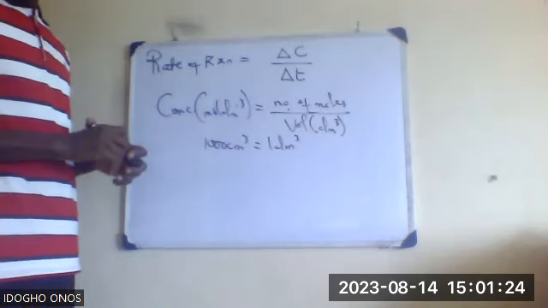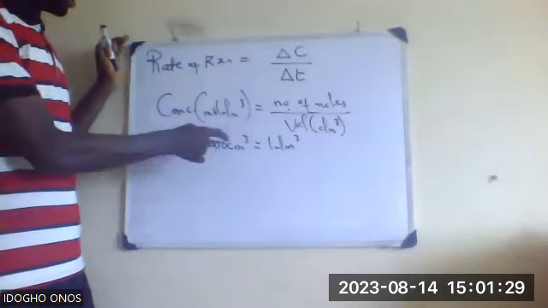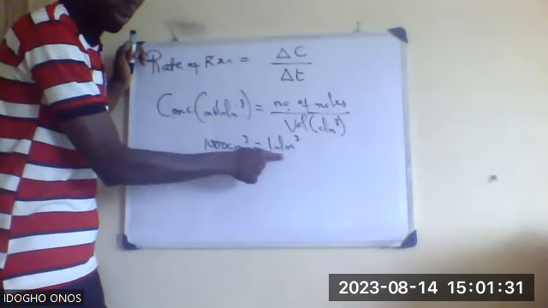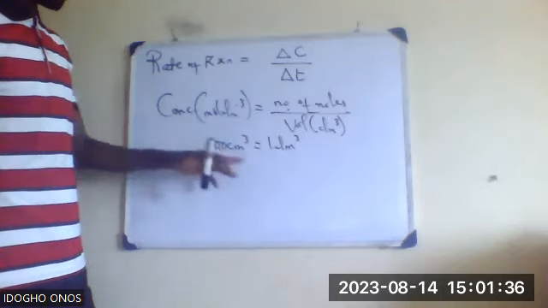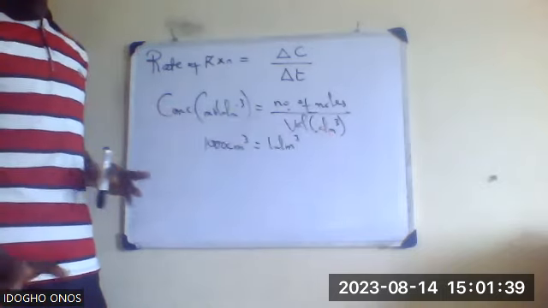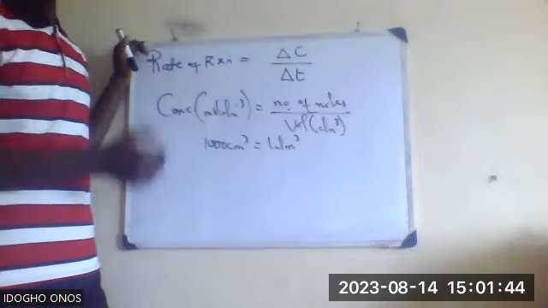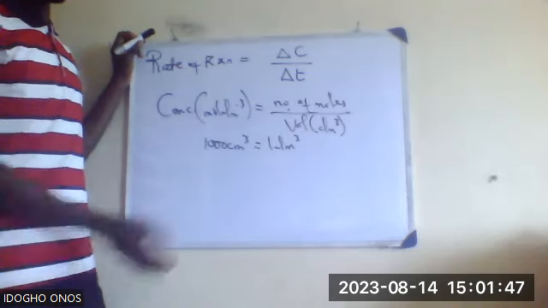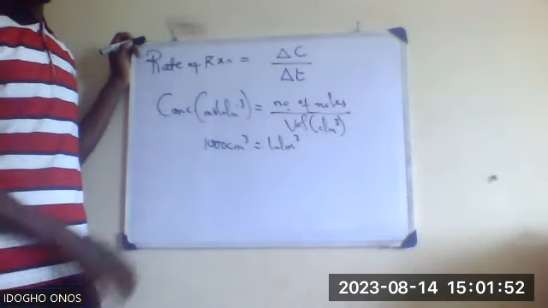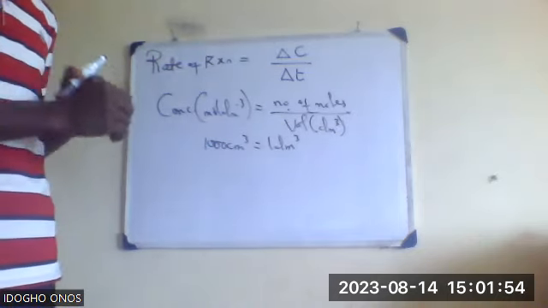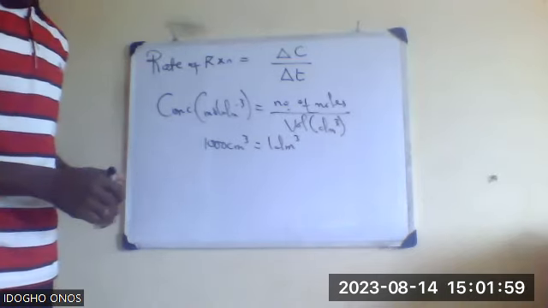So if the volume is in cm³, change it to dm³ before you use this formula. But if the volume is in dm³, just put it here directly and you solve. Now, how do we change cm³ to dm³? Simply divide by 1000. Divide your cm³ by 1000 to give you the expected answer in dm³. So that is that. You let them know these simple calculations. Are we okay?